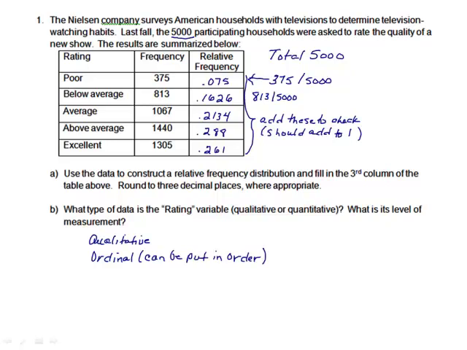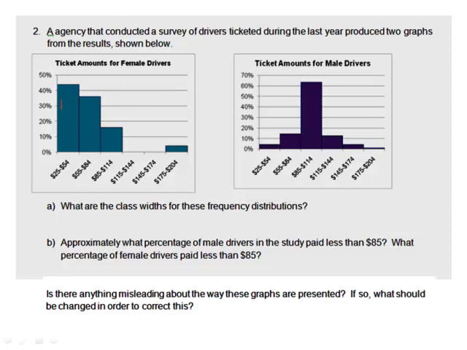Next problem. Here we have 2 frequency distributions, ticket amounts for female drivers and ticket amounts for male drivers. And the first question is, what are the class widths for these frequency distributions? And they both have the same one. Now remember, to find a class width, you have to look at the difference between the lower class limit in one class compared to the lower class limit in the next class. So if we look at the first 2 classes, the first one starts at $25, the next one starts at $55. To get from 25 to 55, that's a difference of 30. So that means the class widths are 30.